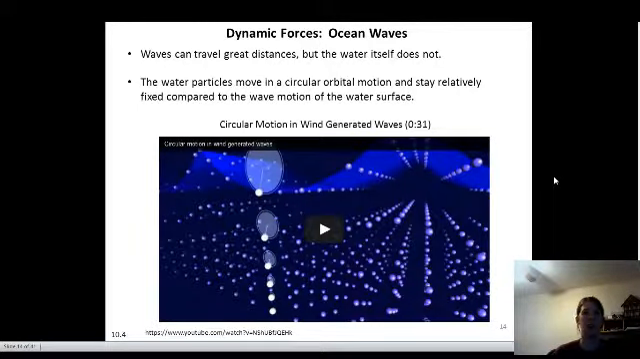Waves can travel great distances, but the water itself does not. The water particles move in a circular orbit motion and stay relatively fixed compared to the wave motion of the water surface. Now, this is a really good video link to show how those particles move in that circular motion but stay essentially stationary as these waves progress.